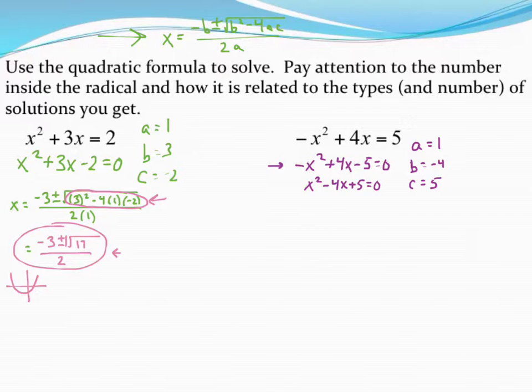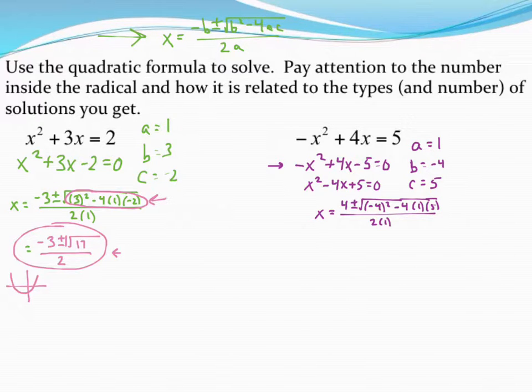So again, I'm going to use the quadratic formula. Start out with the opposite of b, which in my case will be positive 4, plus or minus the square root of b squared. Make sure you use parentheses around that value, especially when it's a negative value. So b squared minus 4 times a, which is 1, times c, which is 5, and then that whole thing is divided by 2 times a, so 2 times 1.